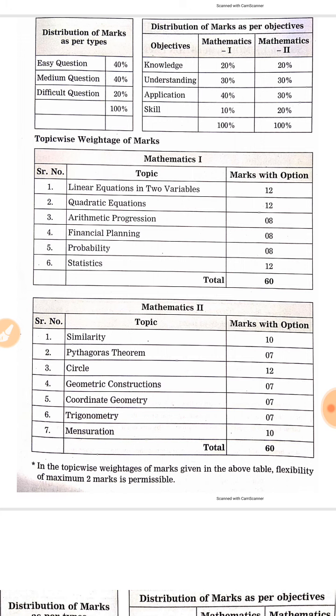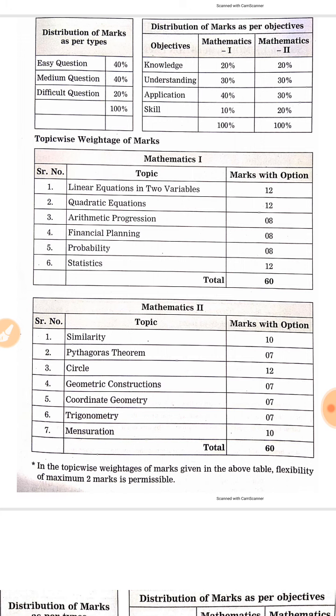Financial planning, 8 marks weightage, and probability, 8 marks weightage. And you will see that in all three lessons, the number of practice sets is also less. So in this way, the total weightage with options is 60, and without option it will be 40. So we have to keep in mind this weightage of every lesson while preparing the lessons, and this will help you to do exam-oriented preparation.